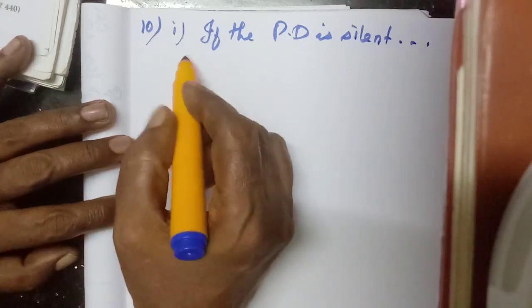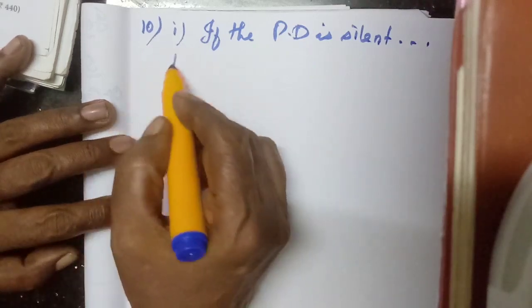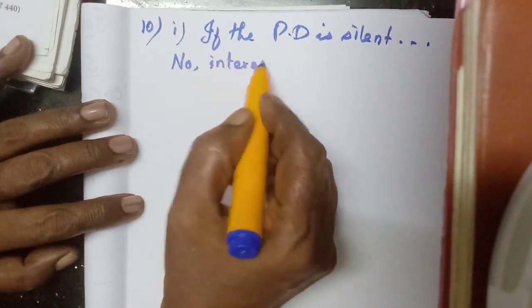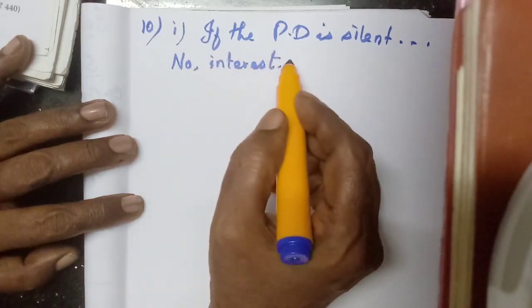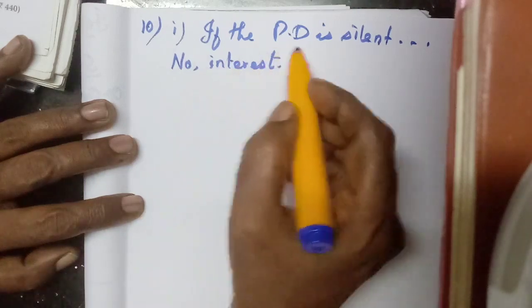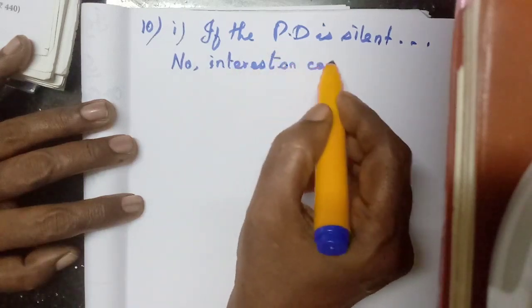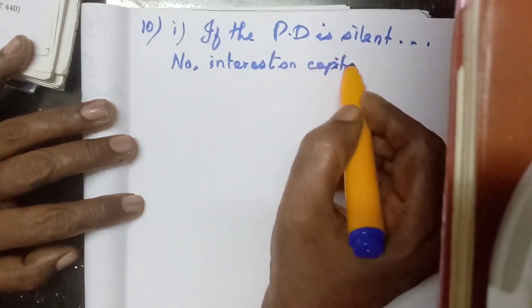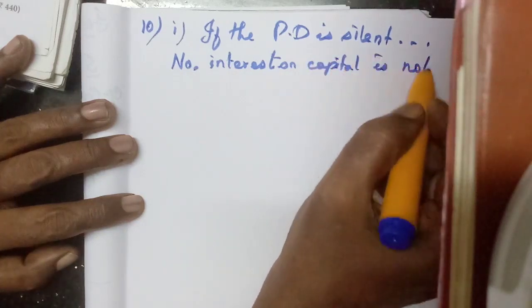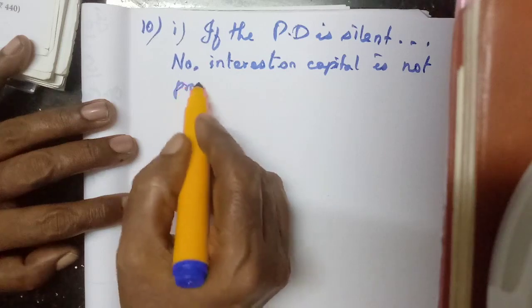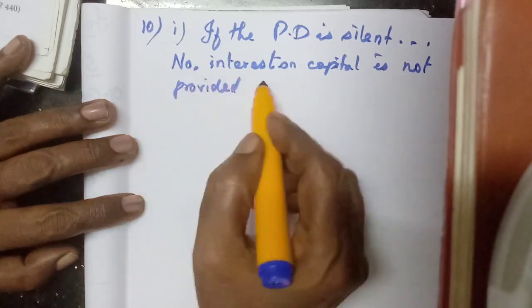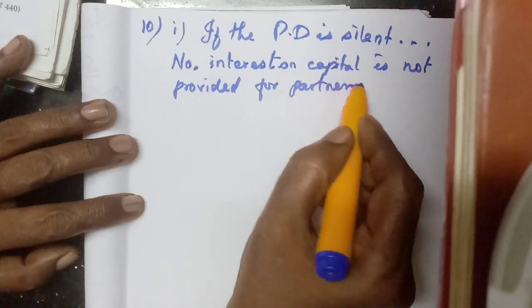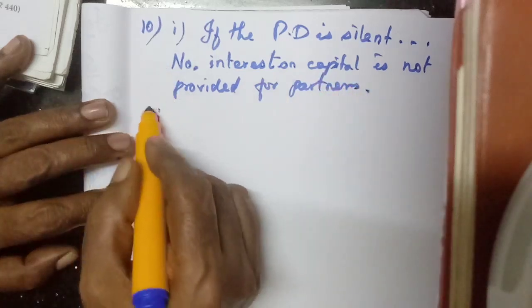What is the answer? No interest on capital is provided for partners. Then second one, write again.